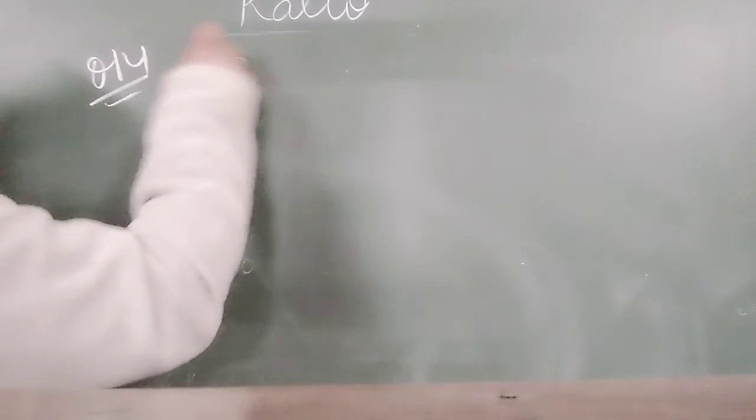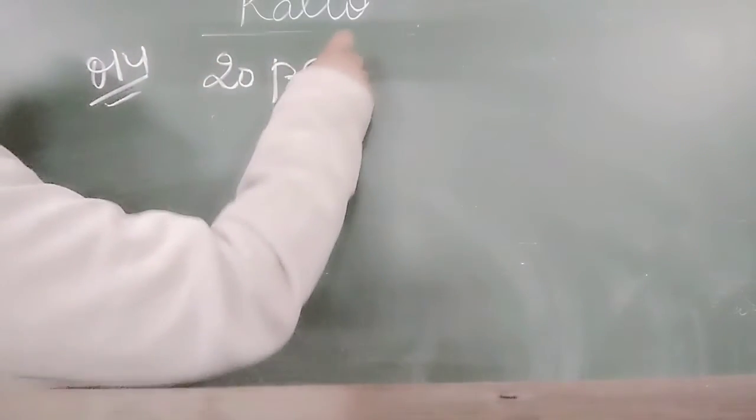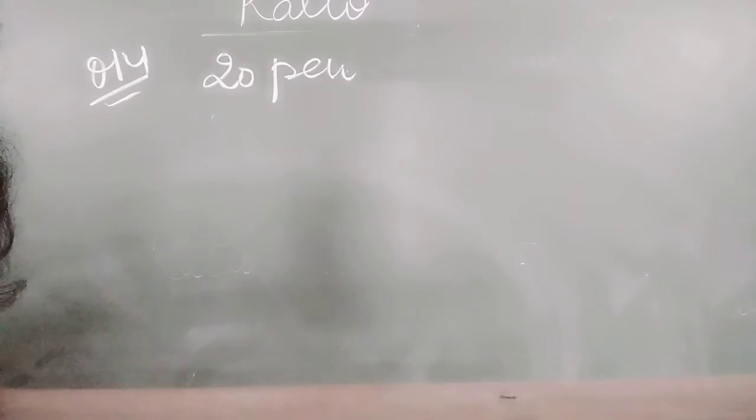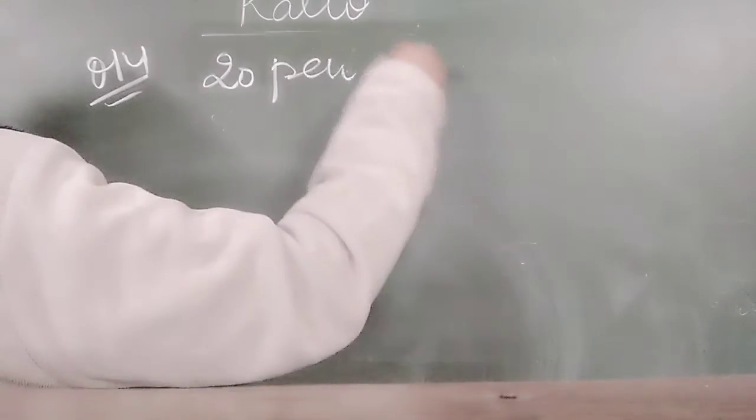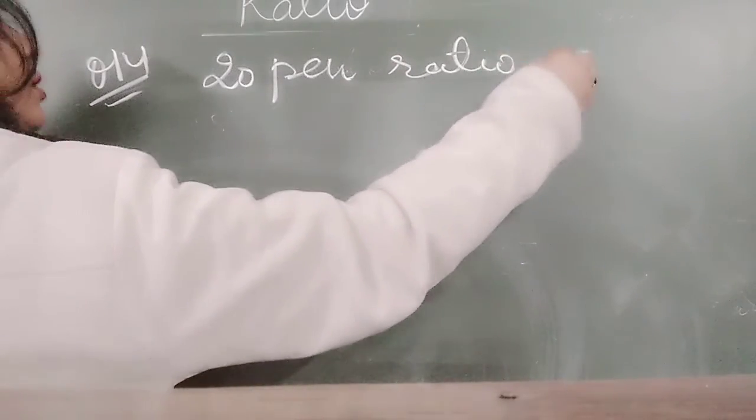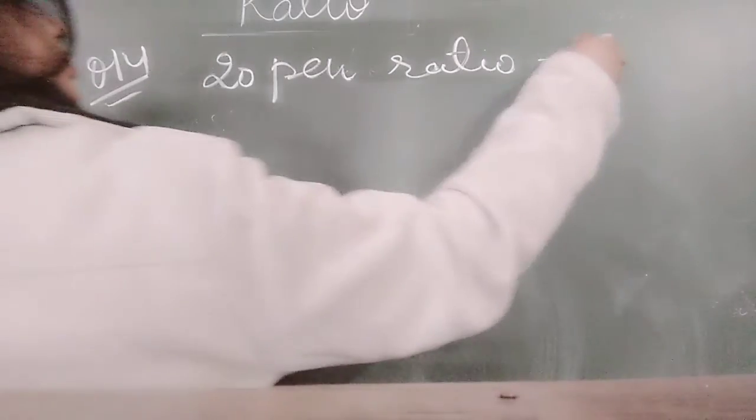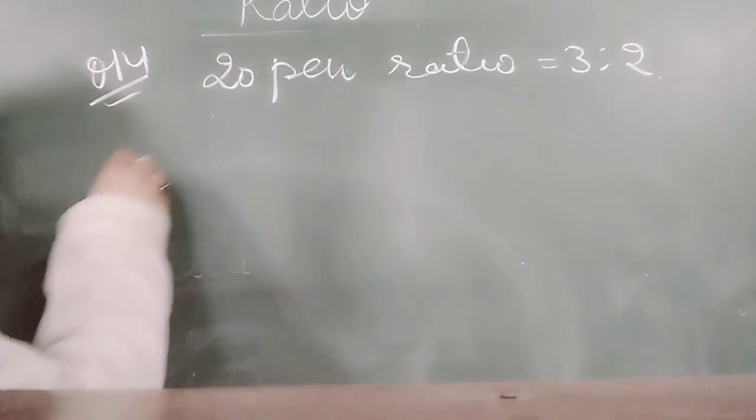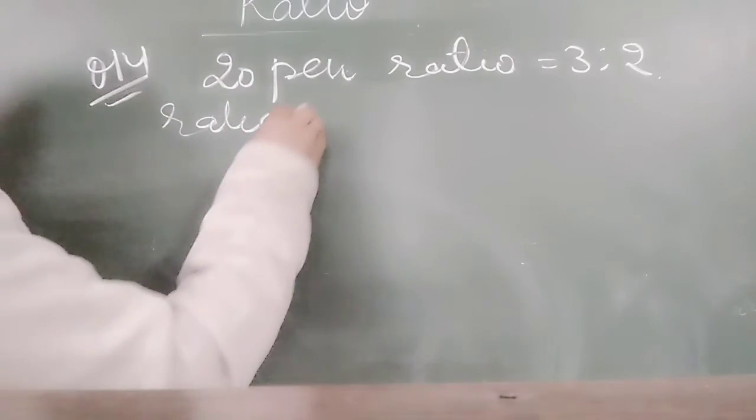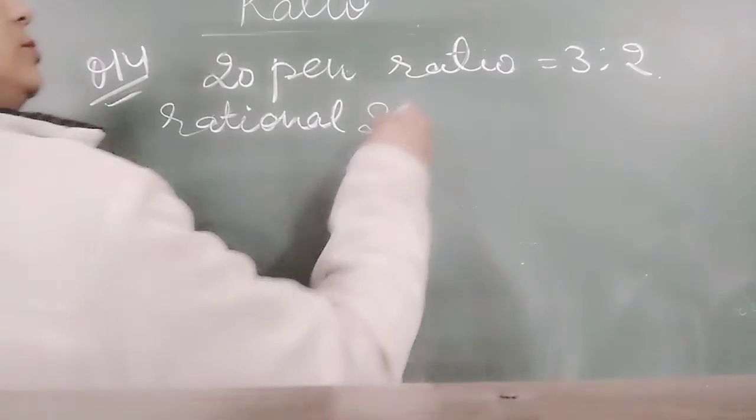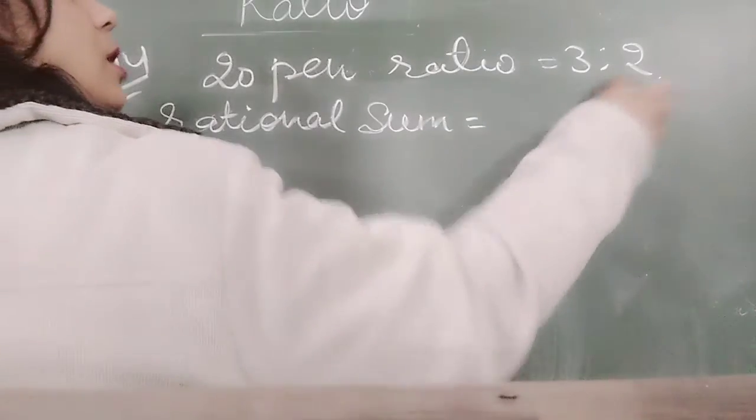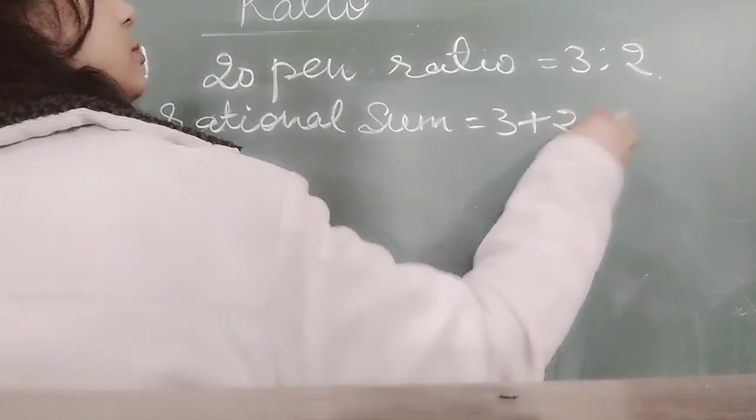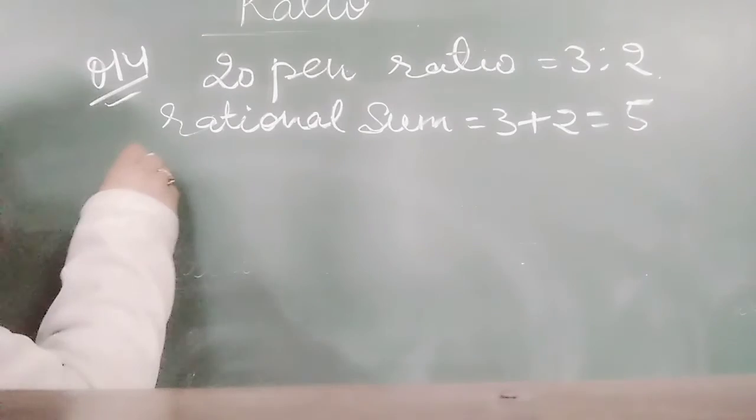Now how to divide the given number into the given ratio? You can see question number 14. We have to divide 20 pence between Sheila and Sangeeta in the given ratio. What is the ratio, beta? 3:2. So first we will find out the ratio sum. Ratio sum means the sum of these given ratios. That is 5.